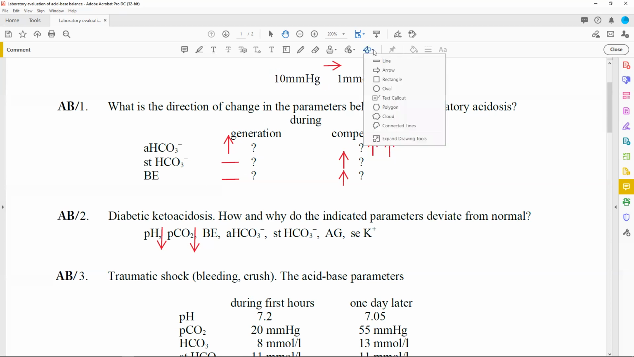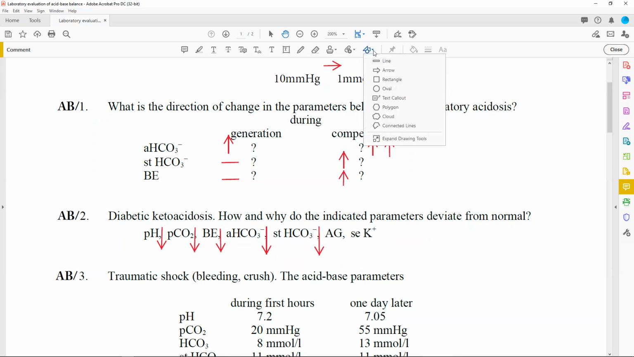Now, what about the base excess? It decreases. Yes, because we do have a metabolic acidosis in process. Okay. What will happen with the actual bicarbonate? Also decreases. Exactly, also decreases. And what about the standard one? Also decreases. Okay, now let's see whether the standard and the actual is the same.